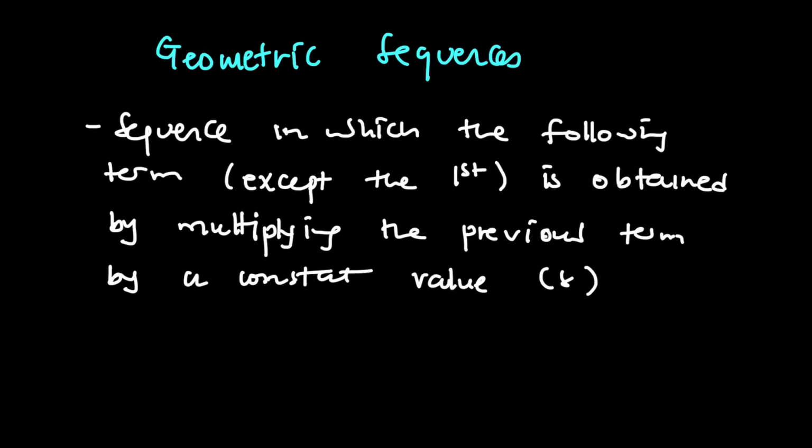In this video we are tackling geometric sequences. In this type of sequence, the following term, except for the first term, is obtained by multiplying the previous term by a constant value. We call this constant value R, which is a constant ratio.